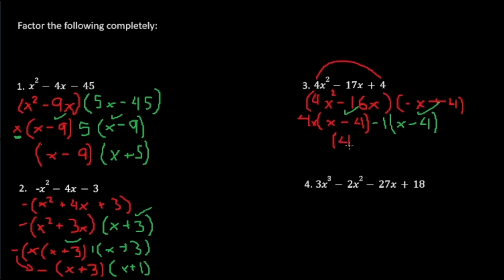And then our final answer would be 4x minus 1, which are our first two parts. And then it would be x minus 4.